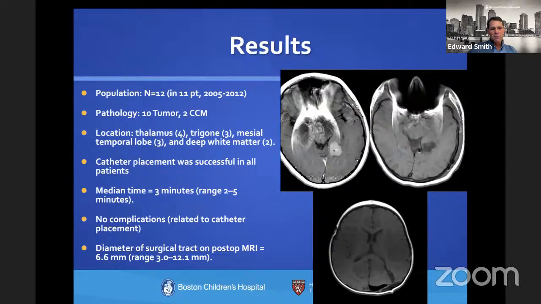We looked at this with some tumors and cavernous malformations. Basically, it only takes about 3 minutes to get to the lesion. Knock on wood, we haven't had any complications with this, and then it makes for a small surgical tract to get down. So again, not rocket science, but just another little innovation that can be helpful, and I really love the ultrasound for this.